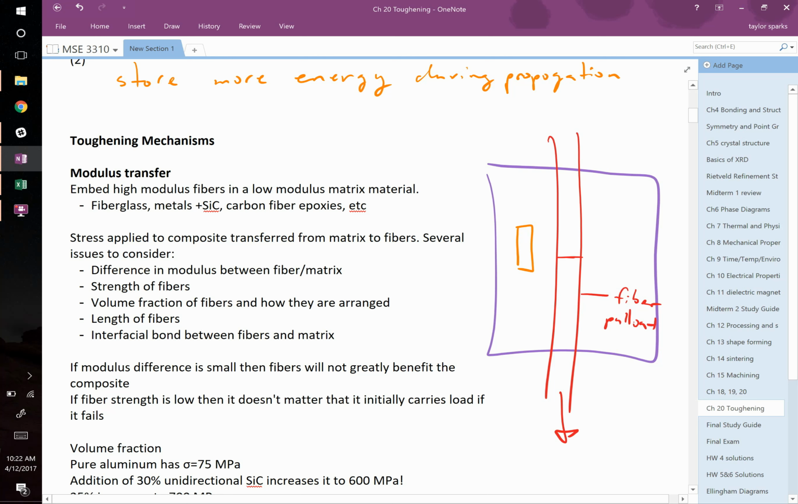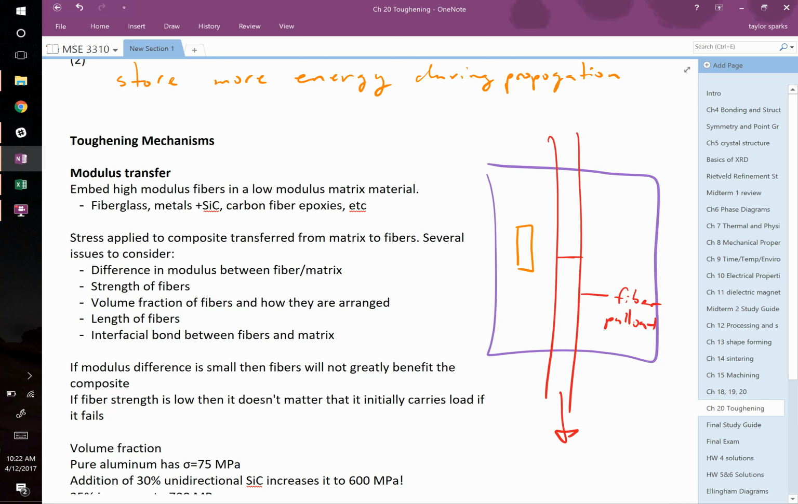I'm curious, does fiber pullout make a really big difference to the strength of the material, or is it just a little bit? That's a big difference. Yeah, that gives you a really high increase in fracture toughness. I think I have some values later on in this chapter where we'll talk about how much of an improvement you see in different materials with these different mechanisms. So we'll see some of those.